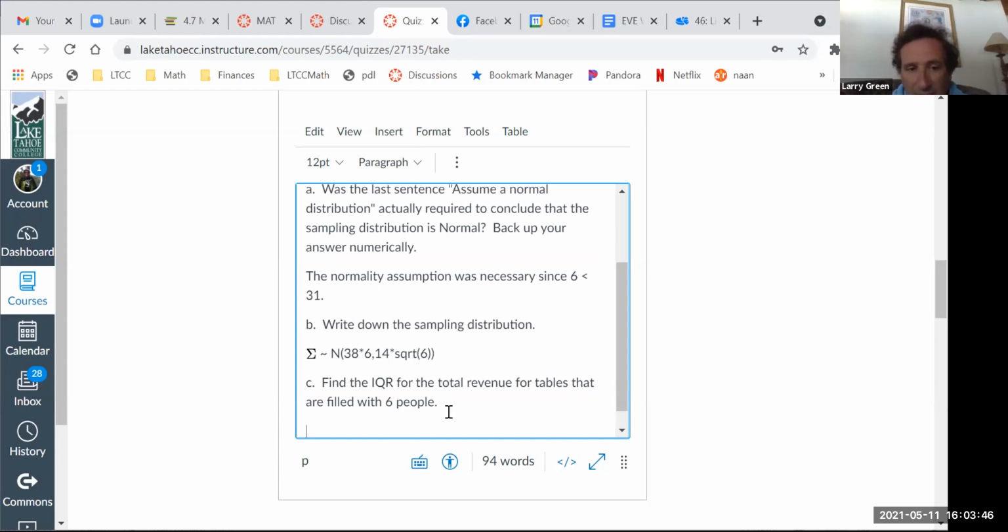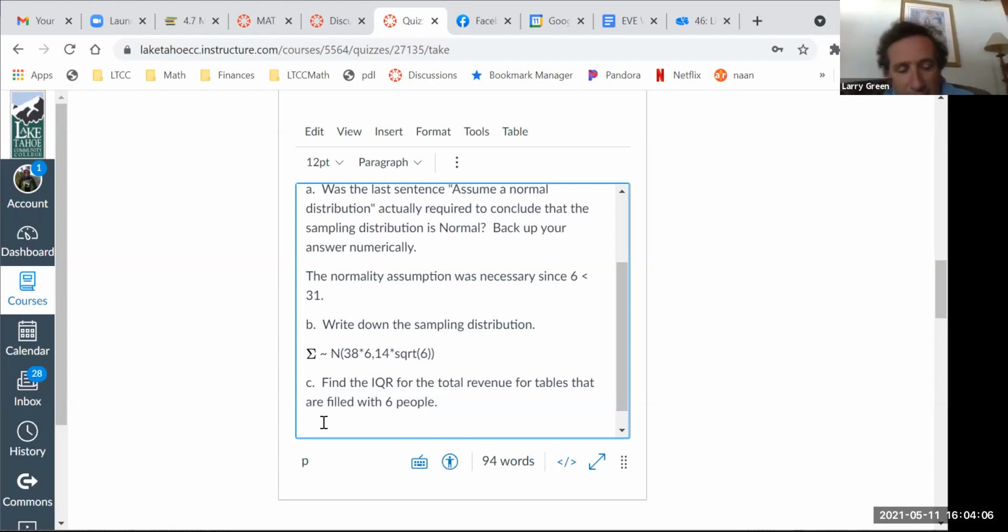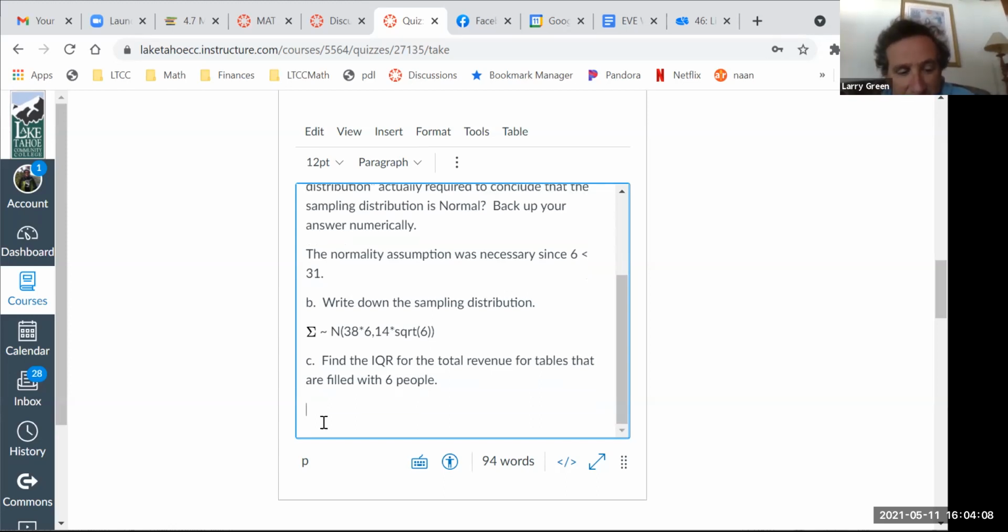Okay, part C is find the IQR for the total revenue for tables that are filled with 6 people. So who remembers what IQR means? 75th percentile minus the 25th. Yeah. So I'll write it in the symbols that we're used to, which is Q3 minus Q1, which is the 75th percentile minus the 25th percentile. Any questions on that?